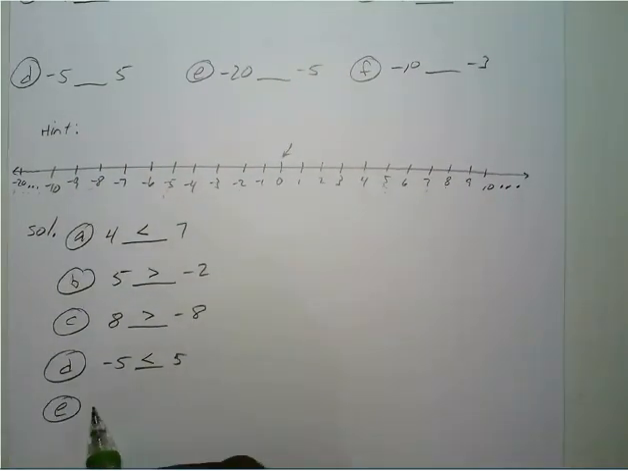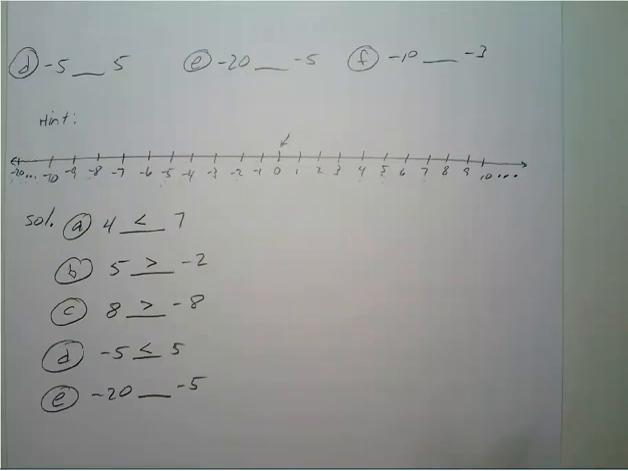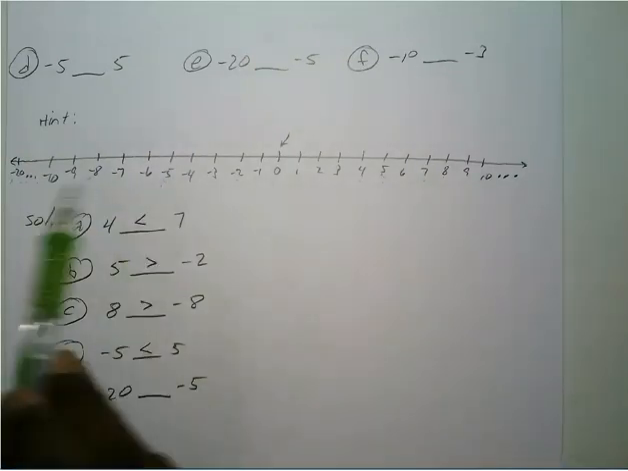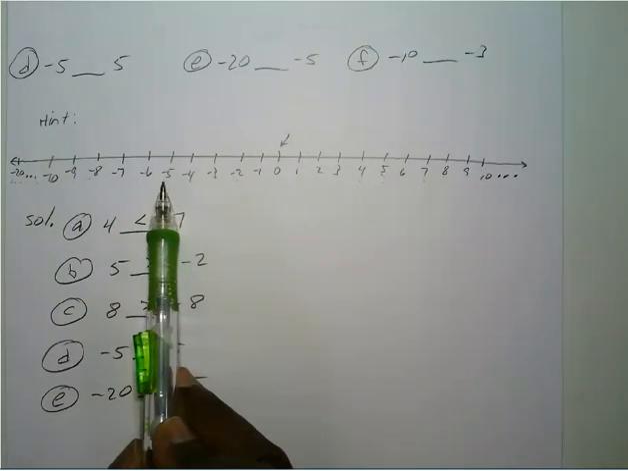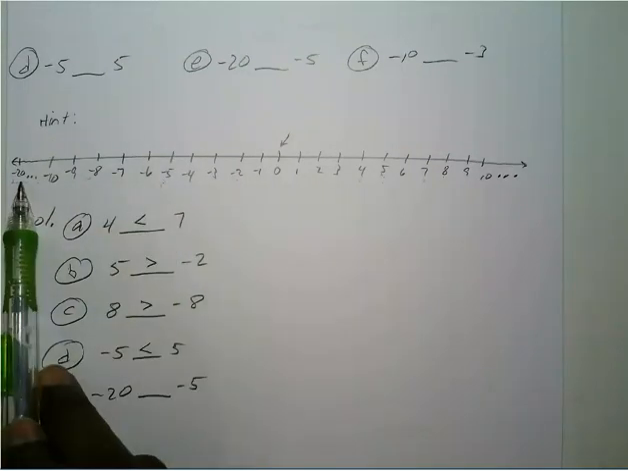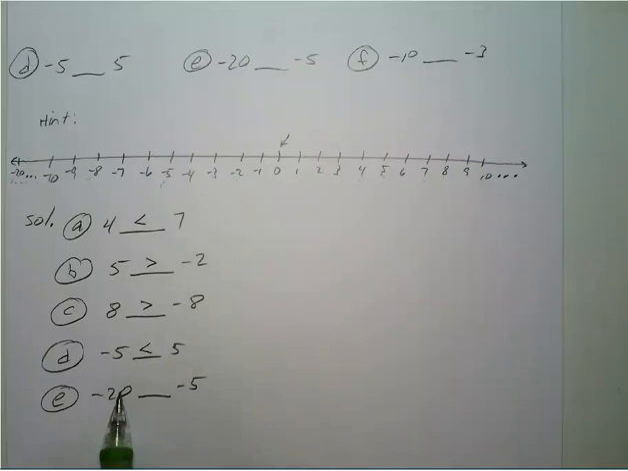Now this is where it can get confusing and the number line helps. Negative 20 and negative 5. If you notice, negative 20 is here and negative 5 is here. Since negative 20 is on the left, we know that negative 20 is less than negative 5. It's real easy to look at negative 20 and think it's a bigger number, but it's not. Negative 20 is actually a smaller number than negative 5.